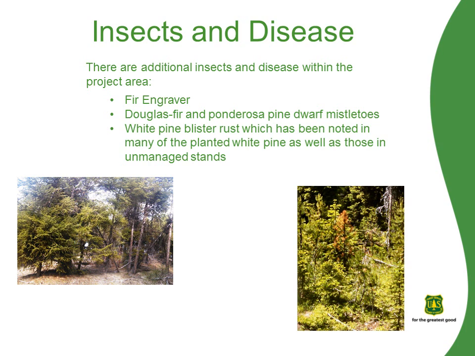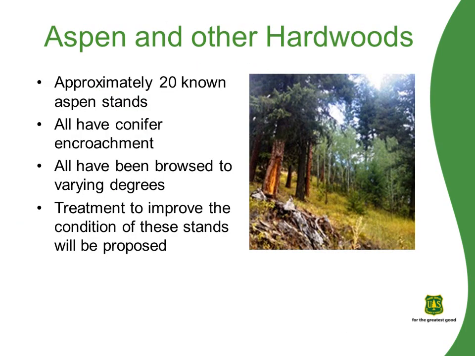Douglas fir and ponderosa pine dwarf mistletoe are present also throughout the project area, and they affect the growth of the trees and can eventually cause mortality. Some of the other trees that are within the project area are aspen and cottonwoods. We have documented about 20 known aspen stands within the project area. All of these have conifer encroachment, all have been browsed to varying degrees, and all will be proposed for treatment to help improve the health of these stands and to maintain them into the future.